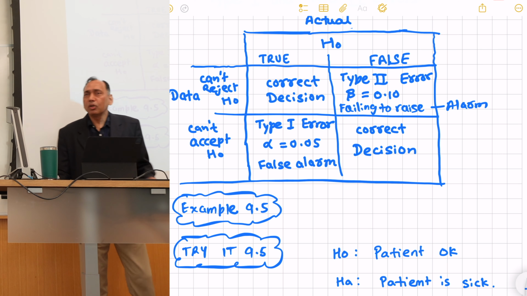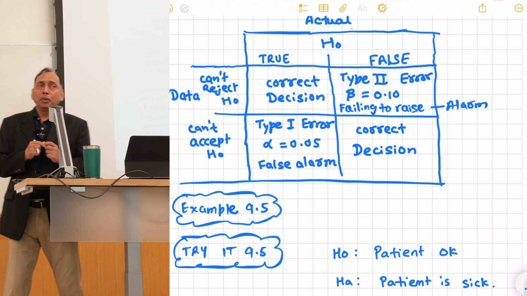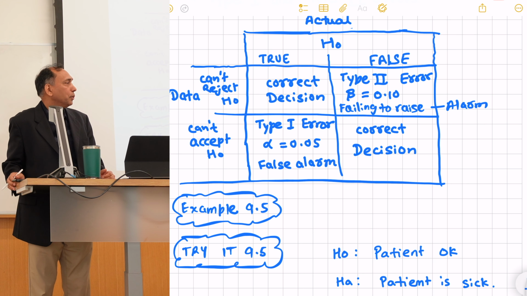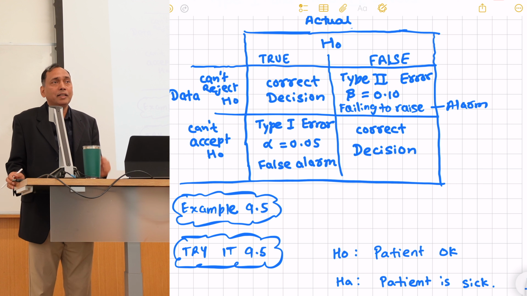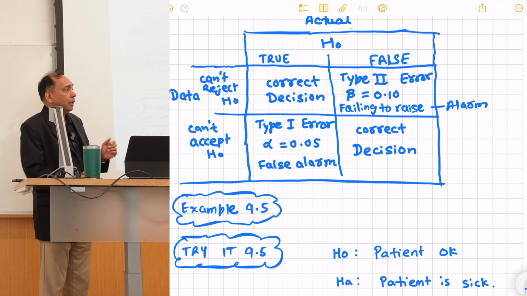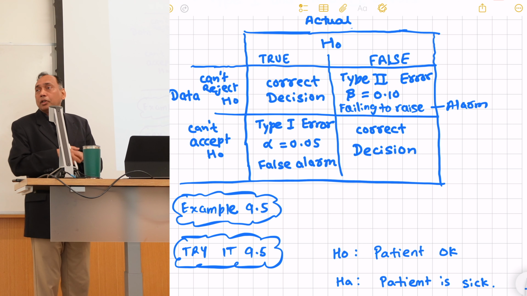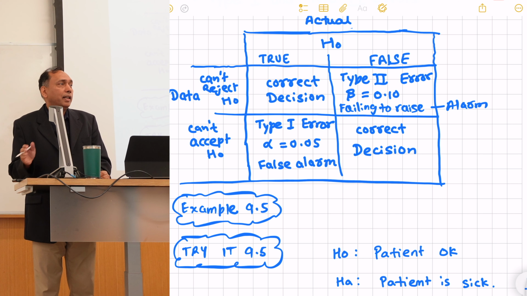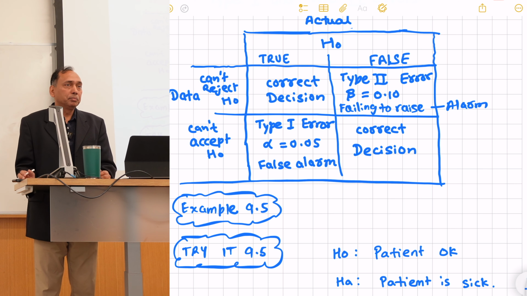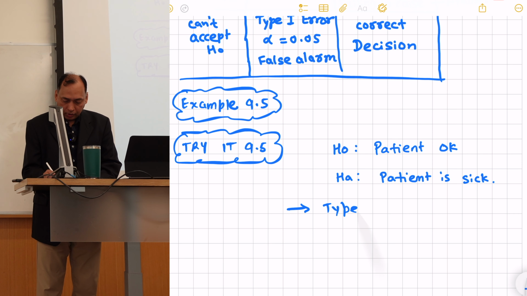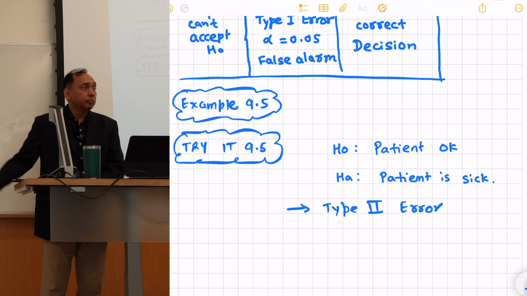So which one is more severe in this example? Yeah, type 2. Because you are trying to catch the problem. Otherwise, if you think that patient is okay, doctors will not do anything else, and it may become worse and worse over the years. So in this case, type 2 error is a bigger problem.